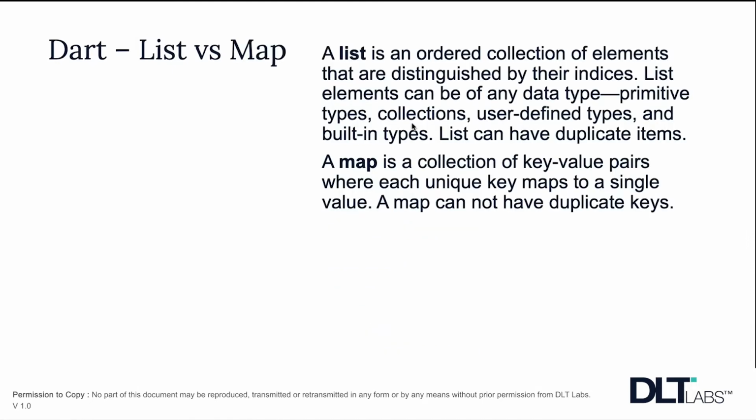List versus map. A list is an ordered collection of elements that are distinguished by their indices. List elements can be of any data type: primitive types, collections, user-defined types, and built-in types. A list can have duplicate items. A map is a collection of key value pairs where each unique key maps to a single value. A map cannot have duplicate keys.